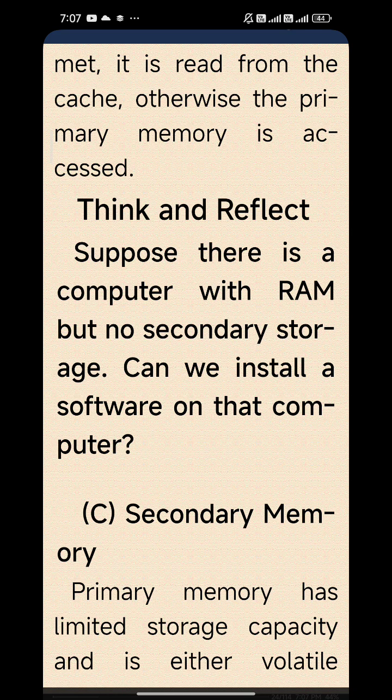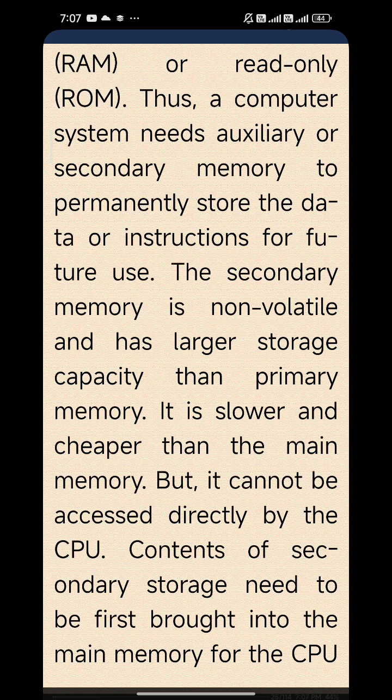C. Secondary memory. Primary memory has limited storage capacity and is either volatile RAM or read only ROM. Thus, a computer system needs auxiliary or secondary memory to permanently store the data or instructions for future use. The secondary memory is non-volatile and has larger storage capacity than primary memory. It is slower and cheaper than the main memory, but it cannot be accessed directly by the CPU.